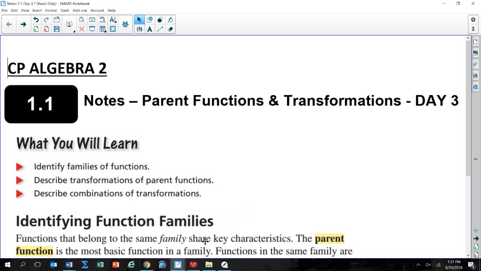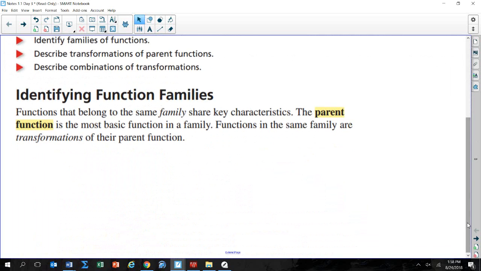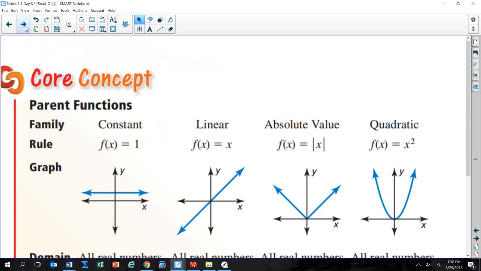Okay, so we are on day 3 of section 1.1. We're going to start today by looking at different function families. Remember, functions that belong to the same family share key characteristics, and the parent function is just the most basic function in a family. Okay? Functions in the same family are transformations of their parent function. So up until this point, we've talked about 3 different parent functions.